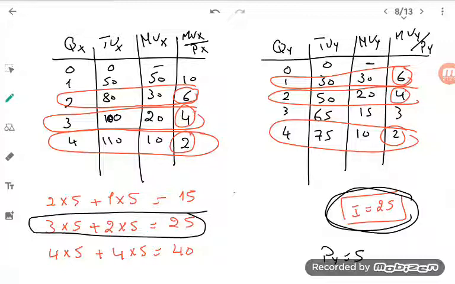So the combination that maximizes satisfaction for the consumer, given his money income, is to consume 3 units of X and 2 units of Y.